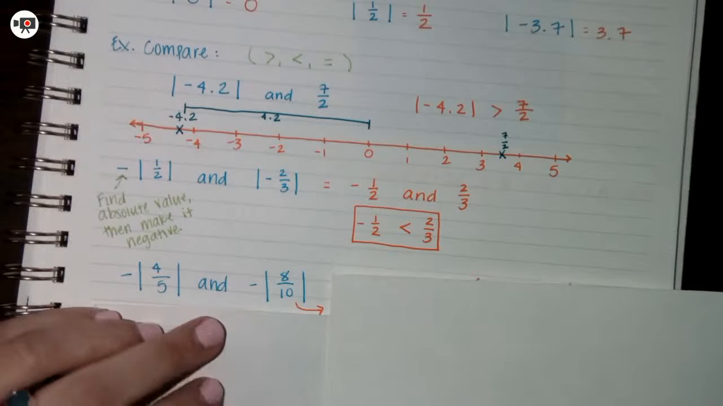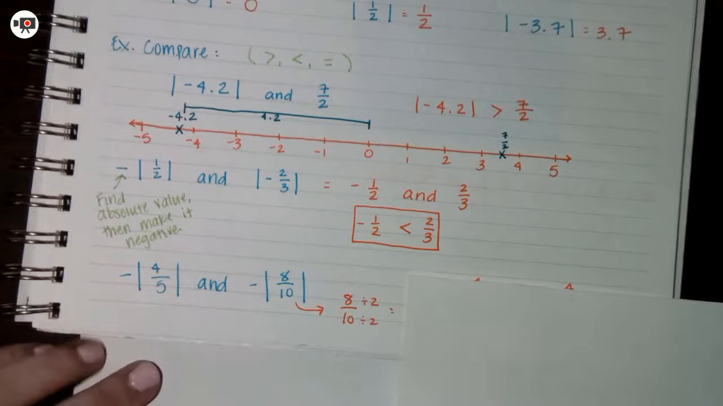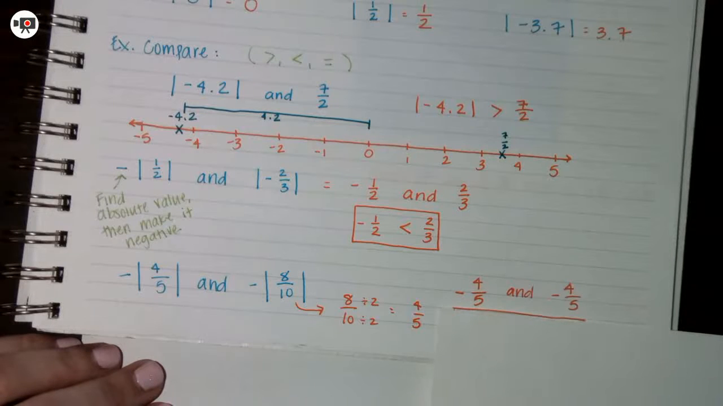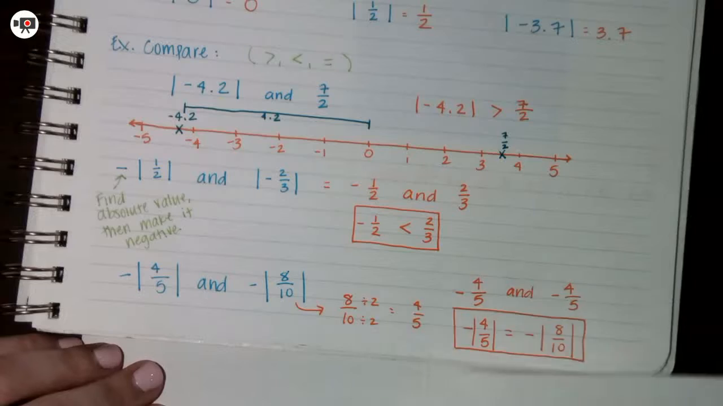Now if I'm comparing these two, I can reduce my fraction, and so I get 4/5. So then I have -4/5 and -4/5, and those are equal.